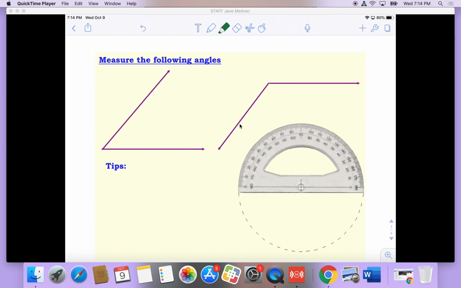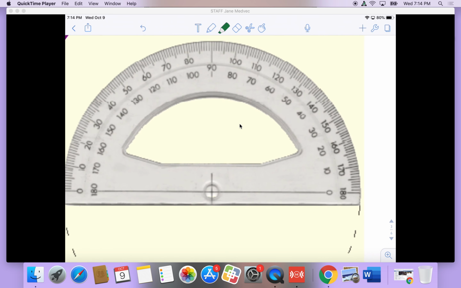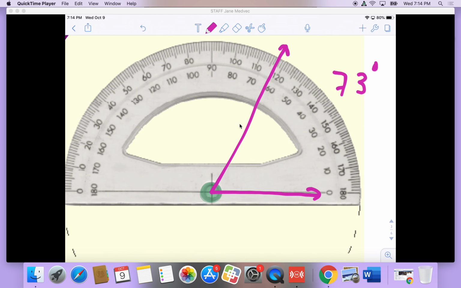When we measure angles, a couple of tips. First of all, you're going to line up your protractor. This is where the vertex goes. And then you line up the side of the angle on this line. And then you see where it crosses. So if it crosses here, notice that would be about 73 degrees. It wouldn't be 117 degrees because you'll notice that this is an acute angle. It's less than 90 degrees.